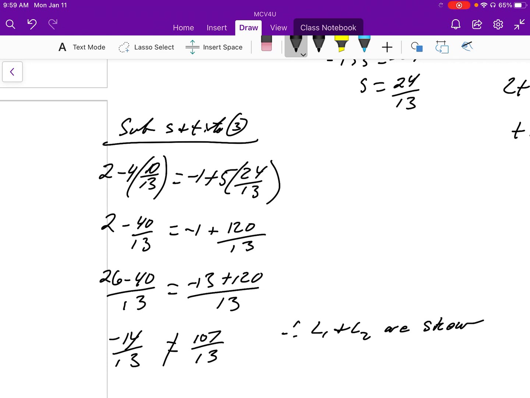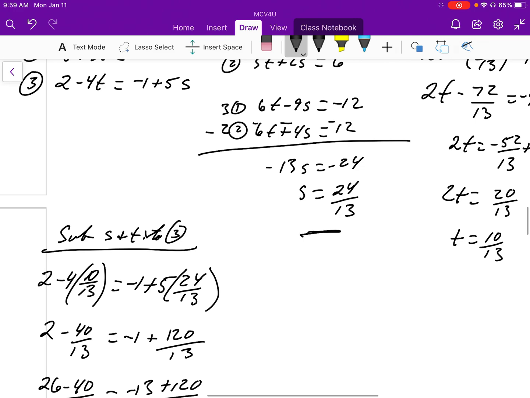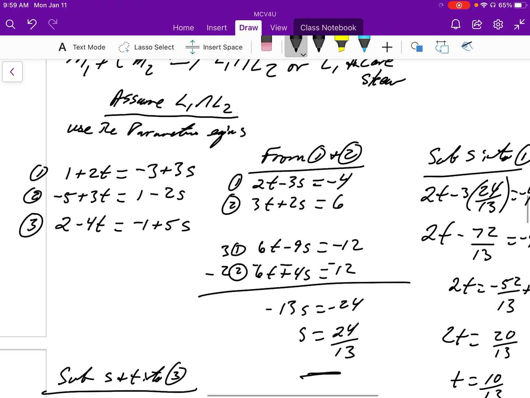If they were to be intersecting, then this final check would work out, and the left side would equal the right side. We would know what our s and our t were, so that we could just substitute them into either side of our parametric equations and come up with the actual coordinates of the point. All right, and you'll probably have some questions like that. Okay, but that's the process.